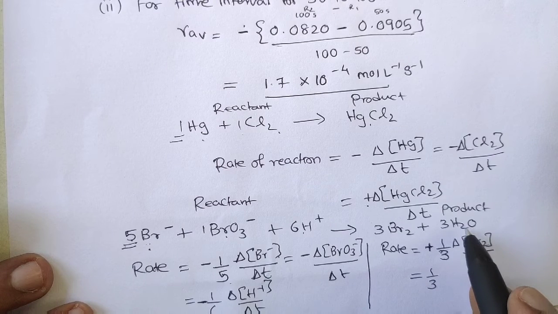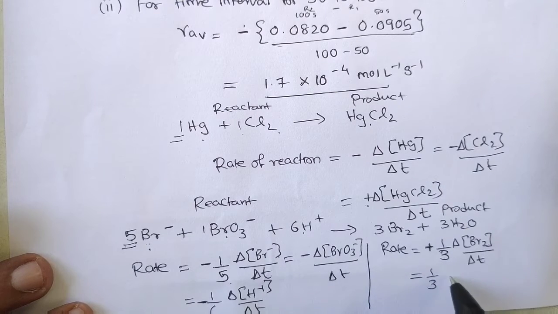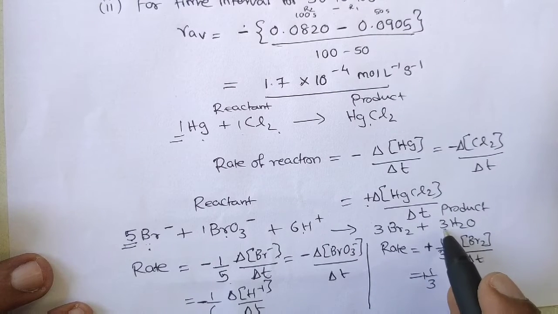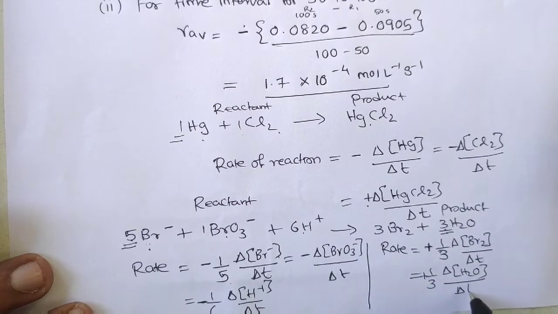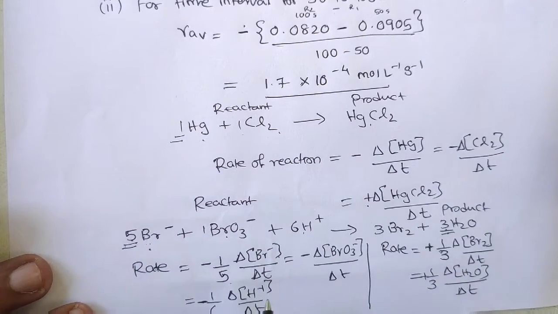Actually there is very negligible change in concentration of water, but as we are writing the rate you will understand how to express this. See, plus 1 by 3 also for this, because the stoichiometric coefficient is 3 here, into change in concentration of H2 upon delta T. So this is the way you have to represent the rate of reaction for a given reaction. This can be asked in MCQ or for 1 mark.